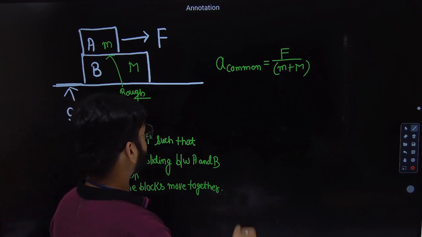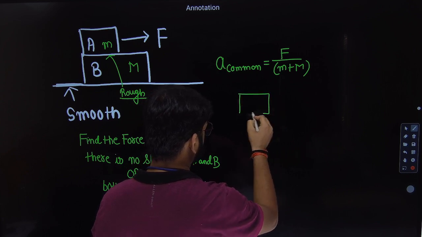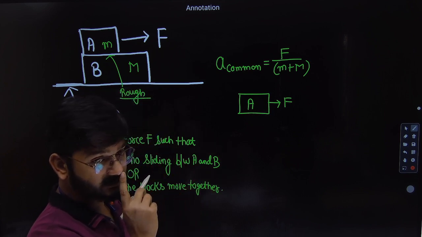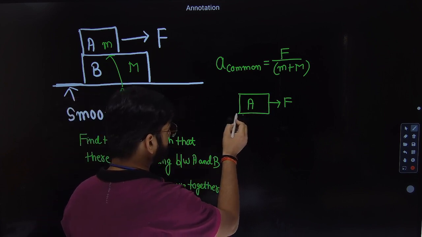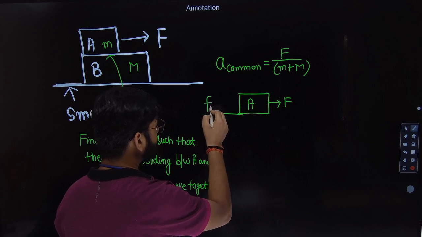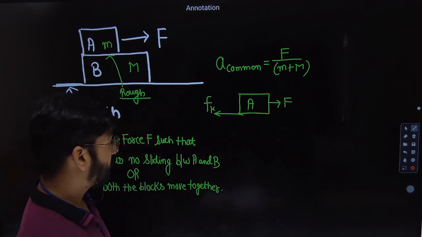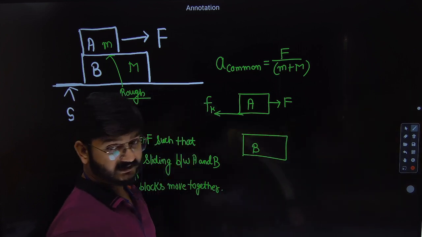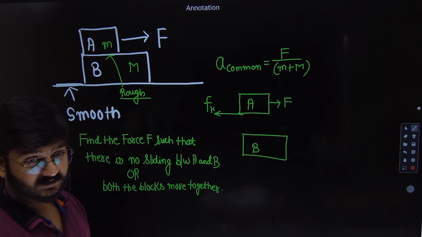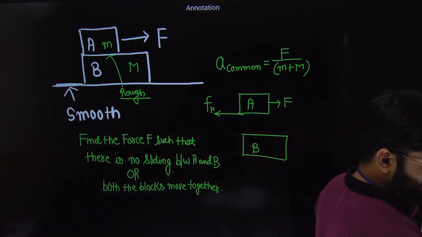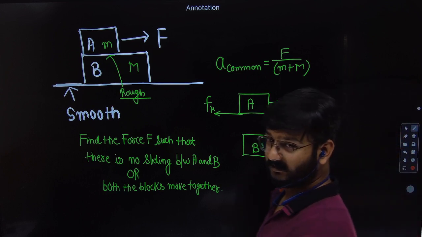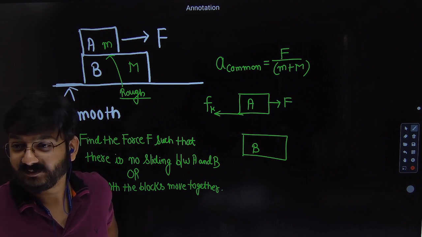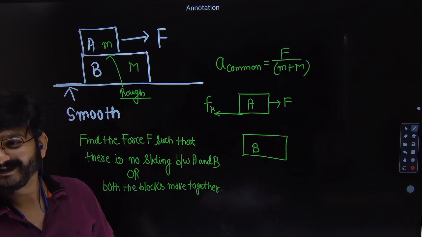Now we will draw the free body diagram. On block A, where will the friction act? Left. If they are moving, it means it will be kinetic friction. On B, friction will act in which direction, left or right? Who said right? It'll be on left, right?